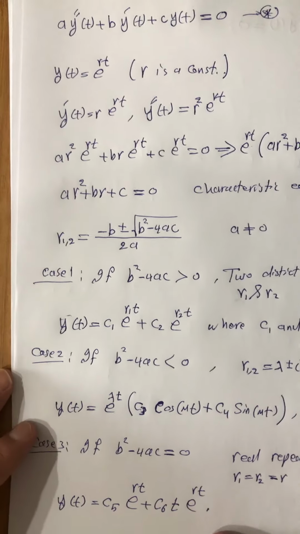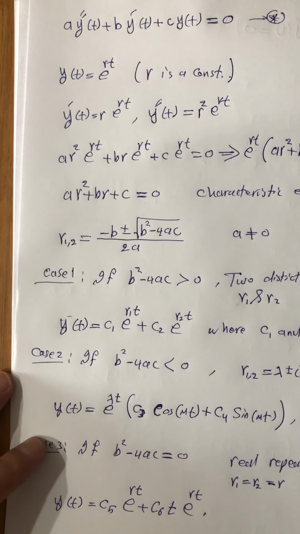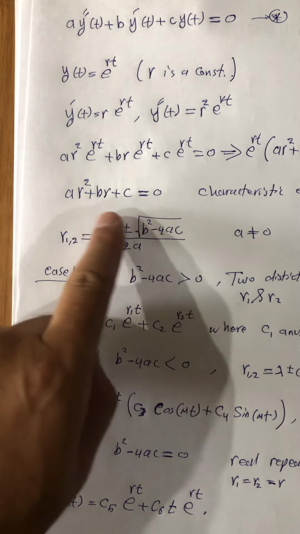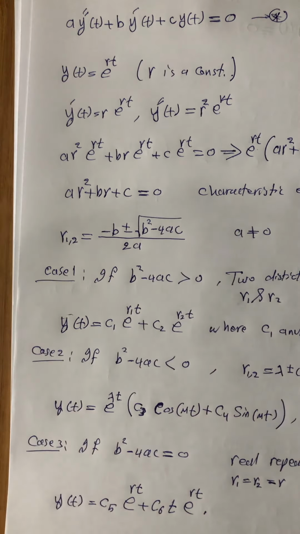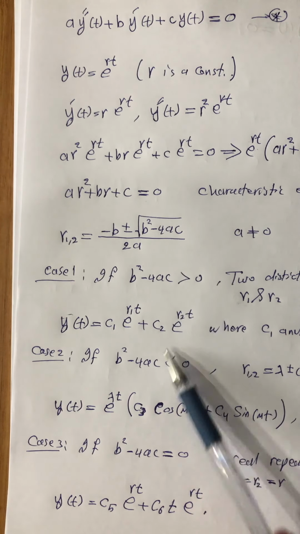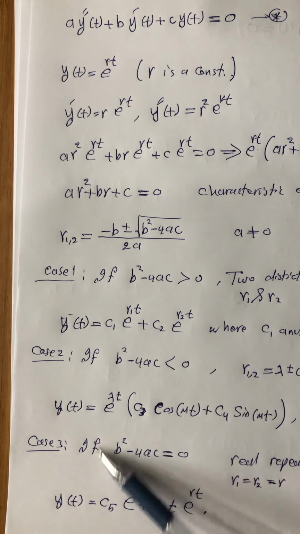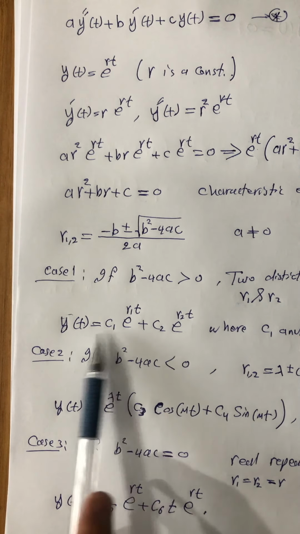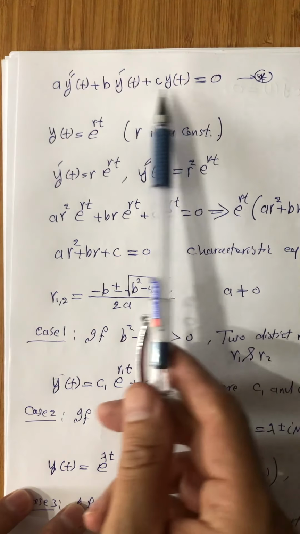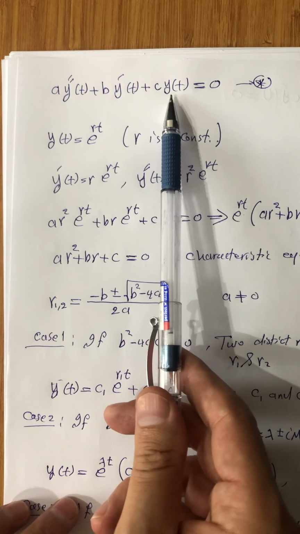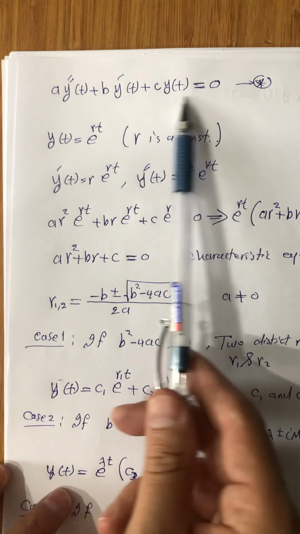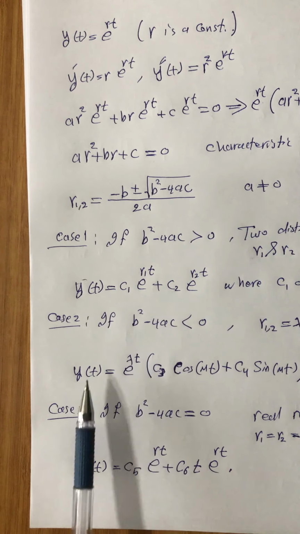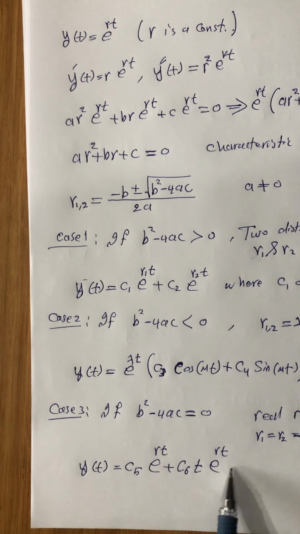Let us briefly review. After we find the characteristic equation, we get three cases. In each case, the general solution of our second order homogeneous linear differential equation is going to be in this form, or this form, or this form.